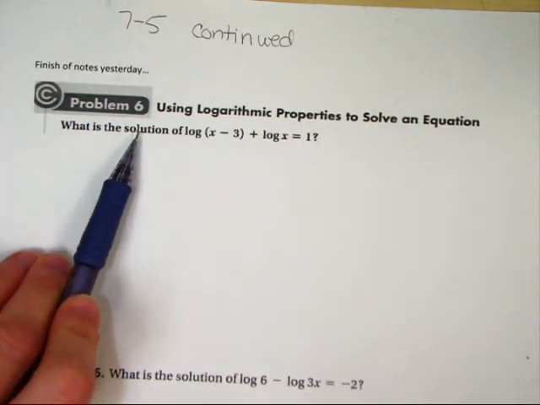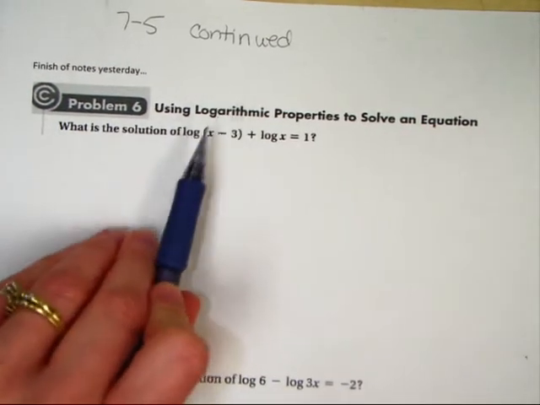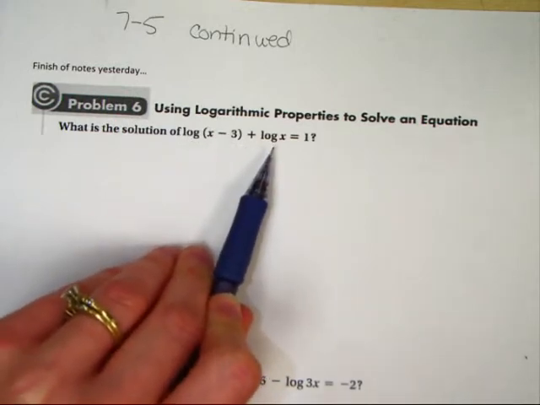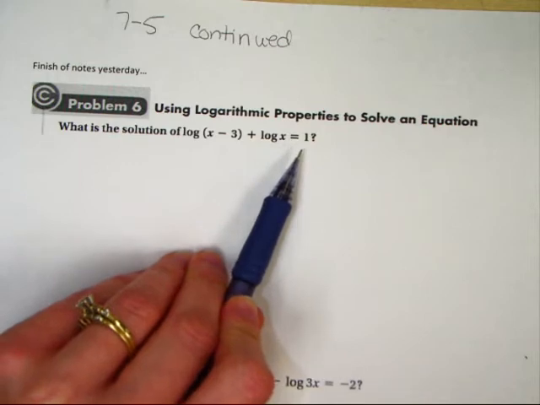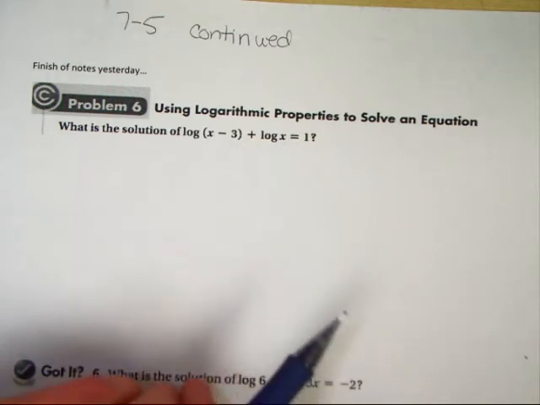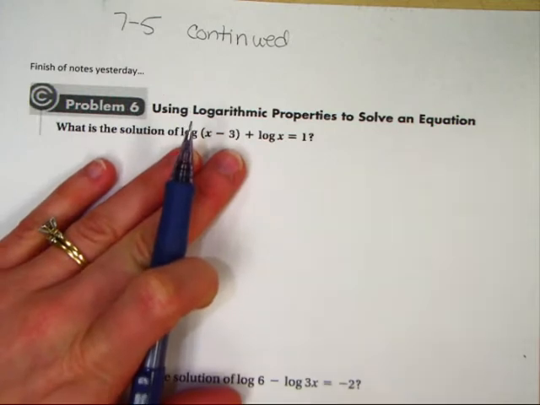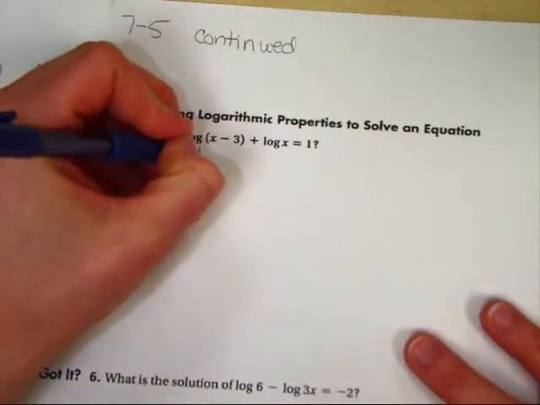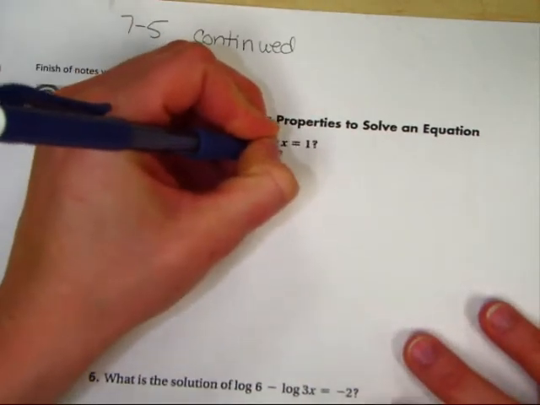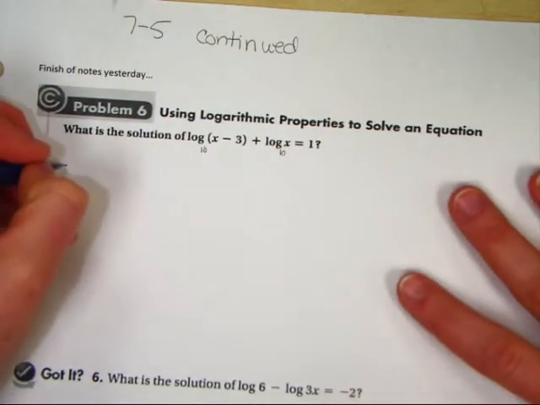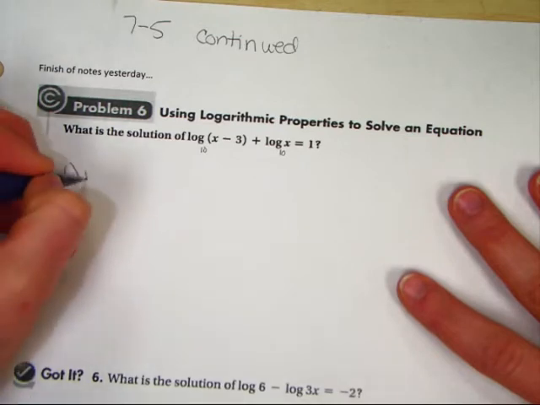What is the solution of log of x minus 3 plus log of x equals 1? Our goal is to find the value of x that would make this equation true. First, remember that when the base isn't written, we have a hidden base of 10. Now, step 1, I need to make these a single log.